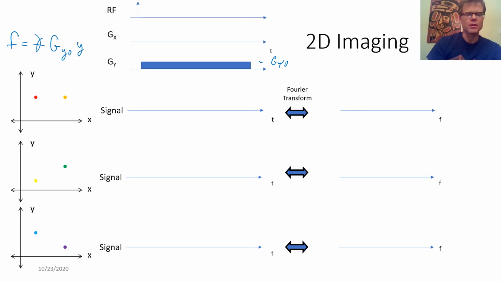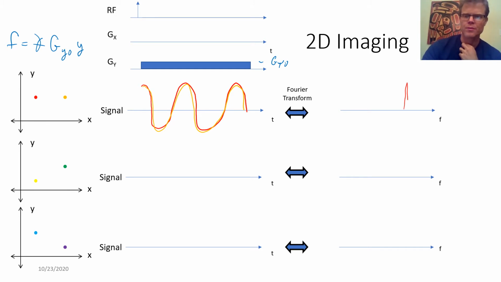So in the first case, these two objects are at the same y location. So they're going to have the same frequency. And when we reconstruct, when you take the Fourier transform here, actually they're going to be stacked on top of each other at the same point in our spectrum. So they're going to show up as one single peak there. But the other two objects here will show up differently.